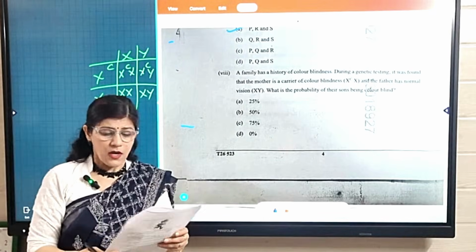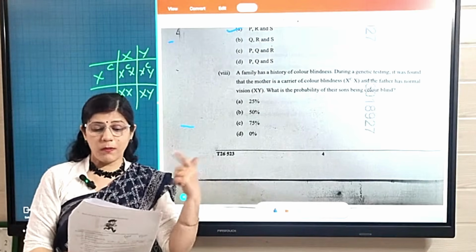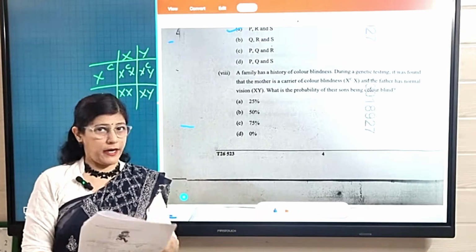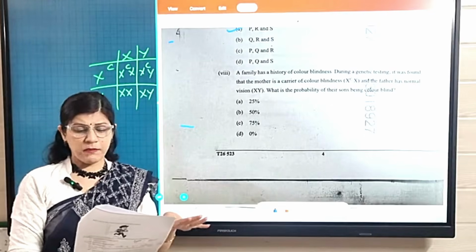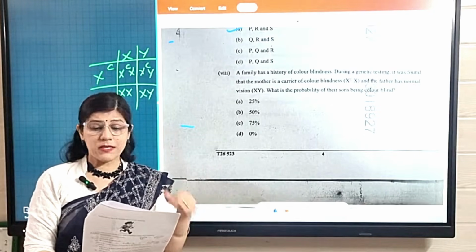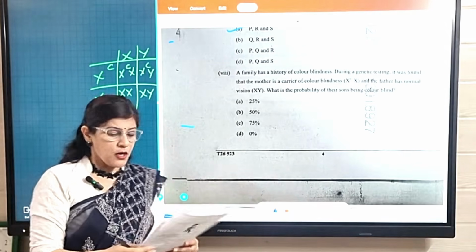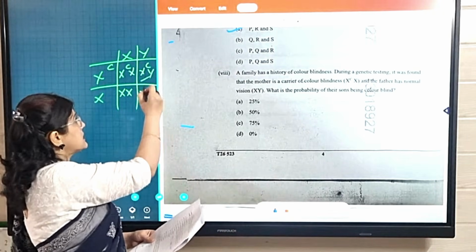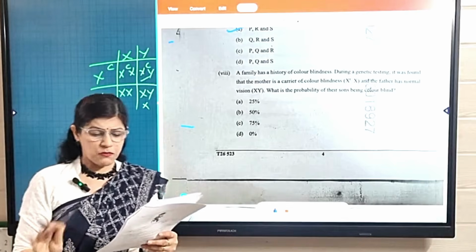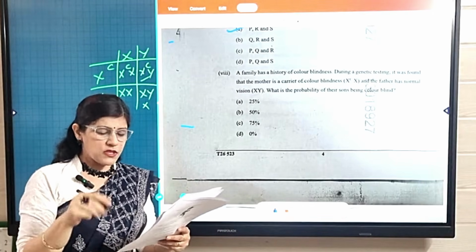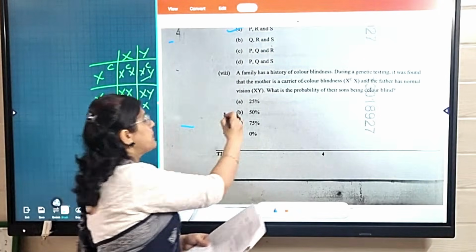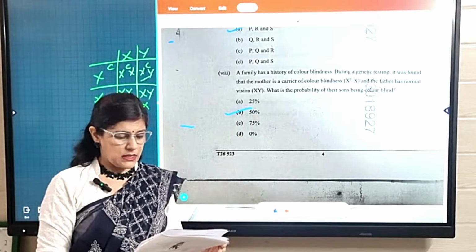And the question is, the father has normal vision. What is the probability of their sons being color blind? If it were asked for total children, our answer would be different, but since it is asked for sons, in which will color blindness appear? In one, you can see he is color blind, and the other is a normal son with no color blindness. So out of sons, 50%. So our 50% option B is correct in this case.